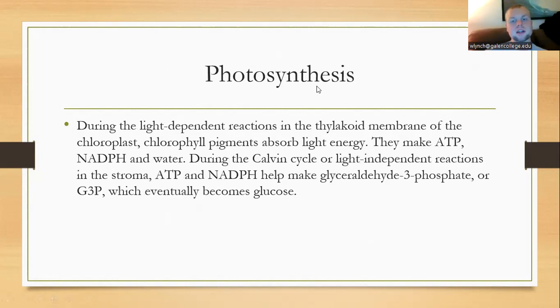So during those light-dependent reactions, inside of the chloroplast, there is what is known as a thylakoid membrane. The thylakoid membrane is going to contain the chlorophyll pigments, which absorb light energy. From this light radiation, we get ATP, a protein known as NADPH, and water. These byproducts are going to enter into the Calvin cycle, which is in the stroma of the chloroplast. The Calvin cycle is going to produce ATP, NADPH, and also G3P, which eventually becomes glucose.